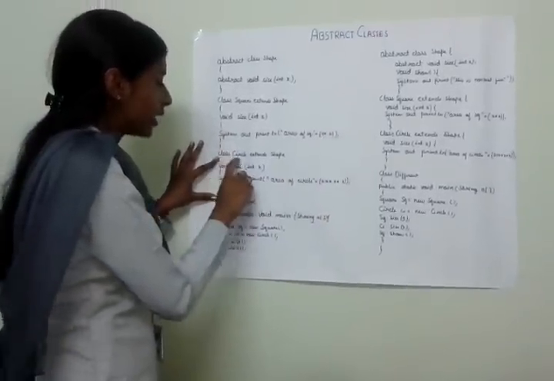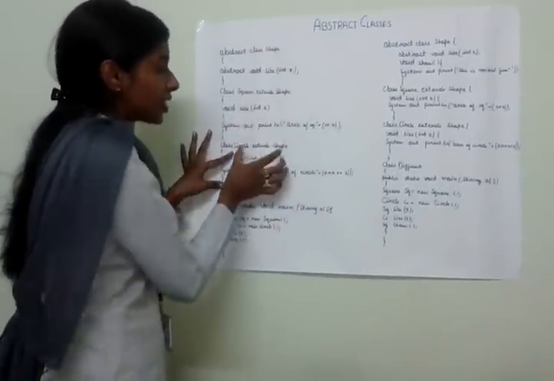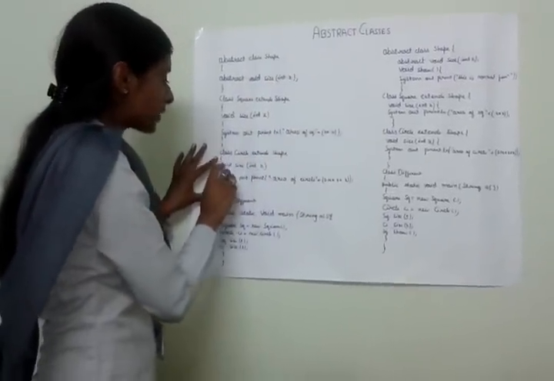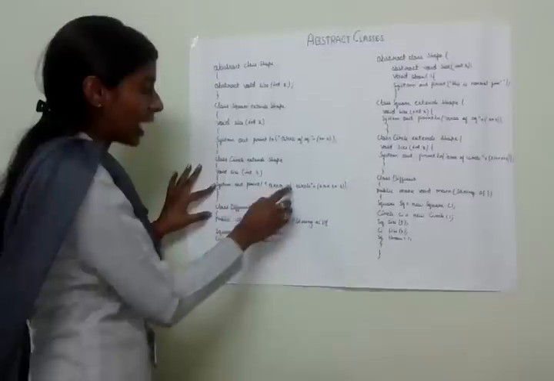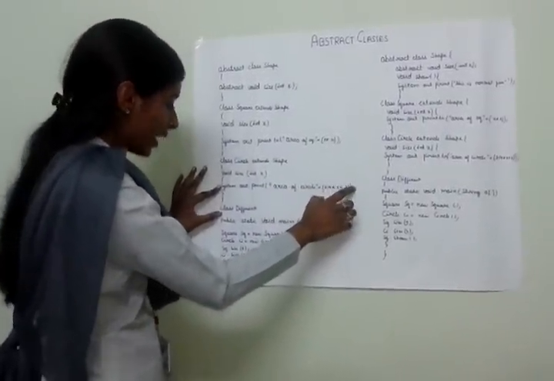Now I have again created a subclass which is circle, which again inherits the property of class shape. And in this class I have defined the abstract function void size, and in its body I have written area of circle 3.14 into x.